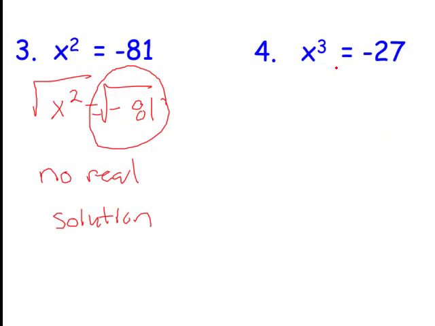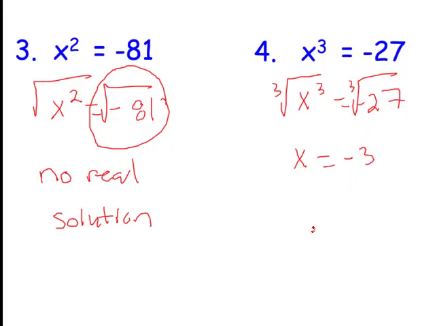Let's take a look at this one. We'll take the cube root of both sides. And in this particular case, we're left with x is equal to, and the cube root is not bothered by a negative underneath the radical, this would be negative 3. Let's check. Negative 3 times negative 3 is a positive 9, and 9 times negative 3, remember a negative times a negative is a positive, times a negative is a negative 27.